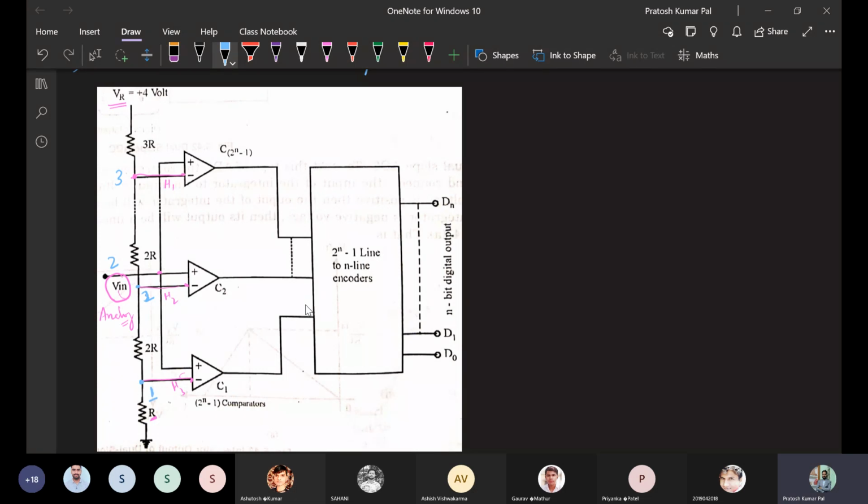Okay, so how the output will be considered from the comparator is like this: it will be comparing 3 volt and this input voltage. The input voltage is 2 volt. So 2 volt and 3 volt will be compared, and after comparison we will be getting an output. Here this is the 3 volt and this is 2 volt. That means the value at the positive terminal is less and at the negative terminal it is high, so the output will be 0 here.